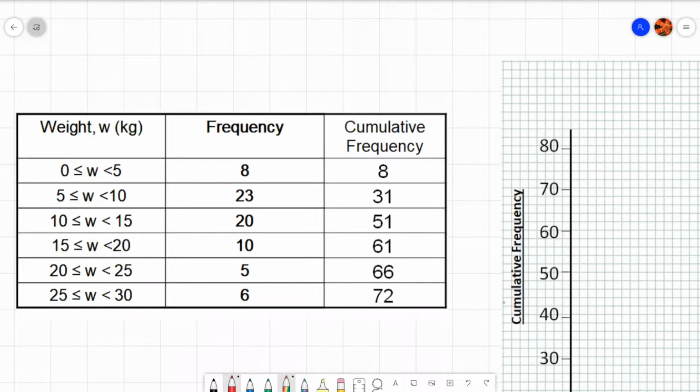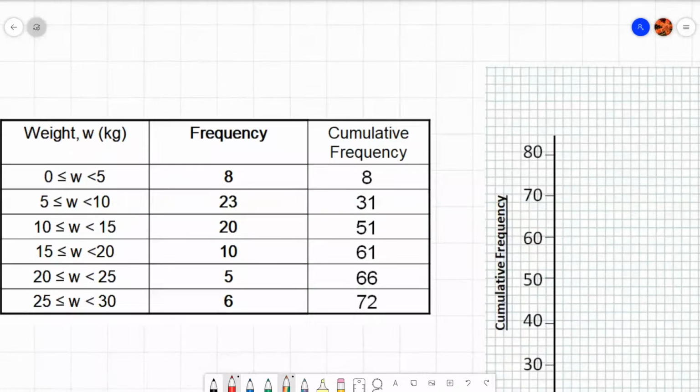You might be thinking, what is the cumulative frequency? The cumulative frequency here is given to us. So what you do is you start off with the number that's already here, 8 dogs. If we've got another 23 dogs, how many dogs have we got altogether in our survey? That's 31. Another 20 will make it 51. Another 10 will make it 61. Another 5 will make it 66. And another 6 is 72 dogs. That's the cumulative frequency.